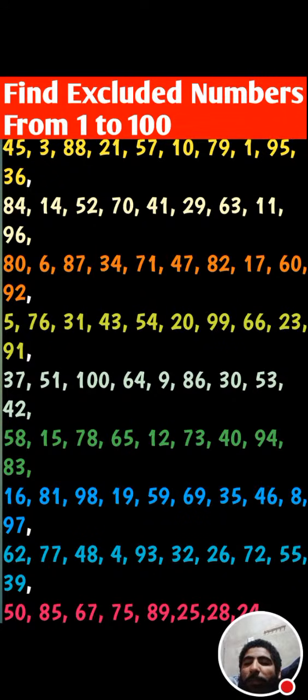Where is 82? 82 is also presented on the seventh position from the top, fifth row, seventh position from the top is 82. There is 83. 83 is also presented from the bottom, sixth row from the bottom is 83.